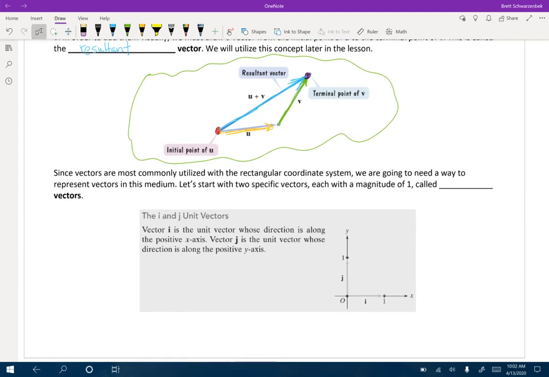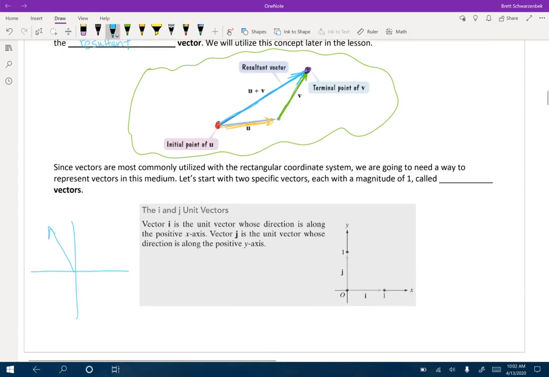Another little tiny topic. Oftentimes, vectors are used with our typical rectangular coordinate system. We will be drawing vectors very soon that go from the origin to a certain point, so we'll be dealing with that. We always start with very specific vectors called i and j. These are called unit vectors, and they always have a magnitude of 1.